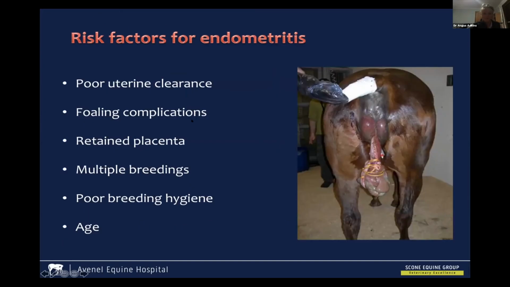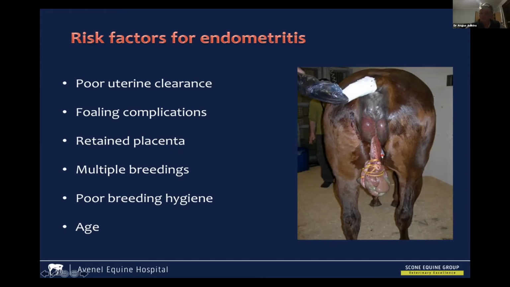So other risk factors: poor uterine clearance, and often in older mares that have had lots of foals, the uterus can sit very low down in the abdomen, which means that gravity is not on our side in terms of fluid being able to evacuate. Mares that have foaling complications, dystocias, are much more prone to having this condition when they come around to be bred thereafter. And you can see this mare has a lot of vaginal hematoma swelling, which is a risk factor for endometritis.